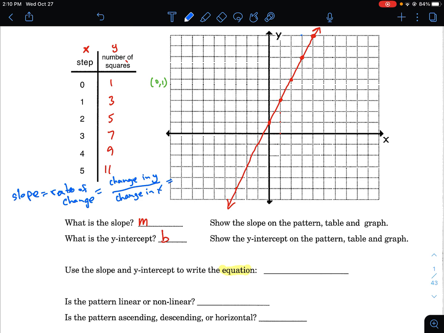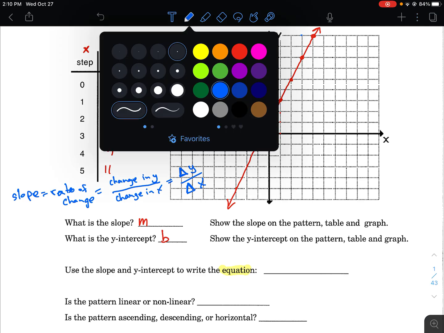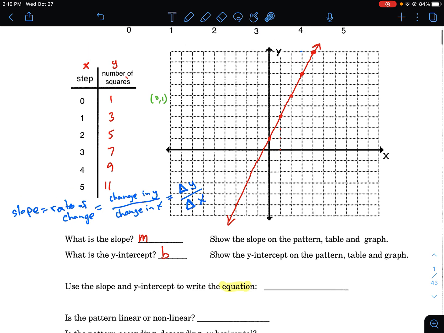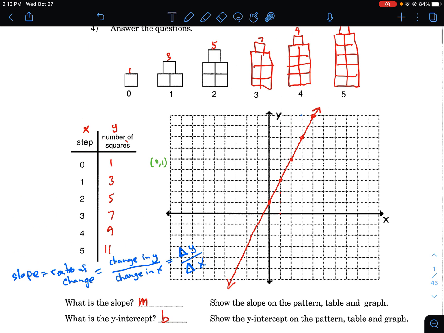You may also see it in some advanced math books referred to as delta y over delta x. And what does delta mean? Delta is just a Greek letter, which is a triangle, and it means change in. So the change in y over the change in x. What is the change in y over the change in x? Let's take a look. We can find it by looking at our graph or by looking at our table.